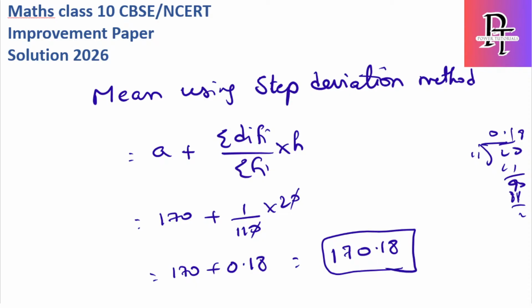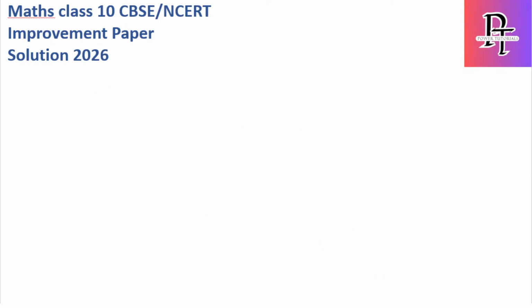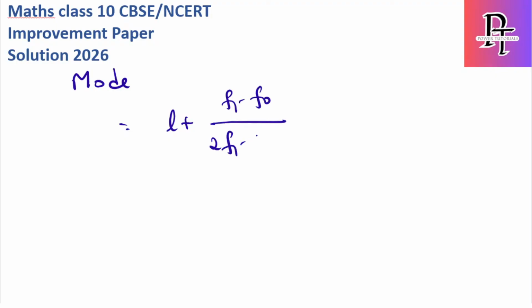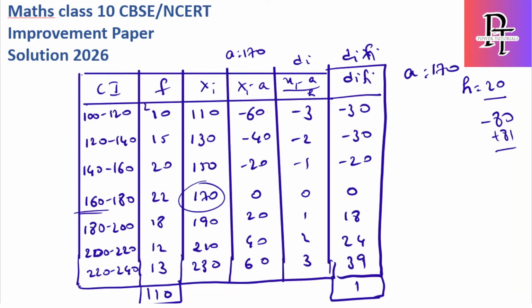Okay, we need to find the mode. For the mode, no need to find cumulative frequency, but you have to just use the same table again. So we'll write for mode. What is the formula? The mode formula is L plus f1 minus f0 by 2f1 minus f0 minus f2 into h. So what is L? L is the modal class. What is the modal class? It is the class which has the highest frequency. The highest frequency is this one. Okay, so this is the modal class.